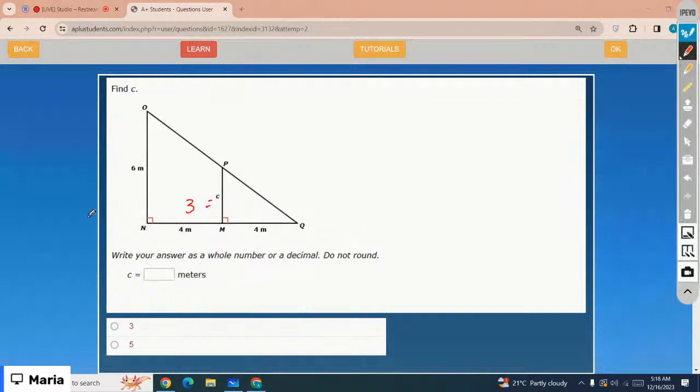And if you make the corresponding sides, that would be 4 over 4 equals 6 over 3, right? I'm sorry, C over 3. C is the missing side. So C equals 4 times 3 over 4. 4 and 4 cancel out and C equals 3, right? So the correct option is 3.